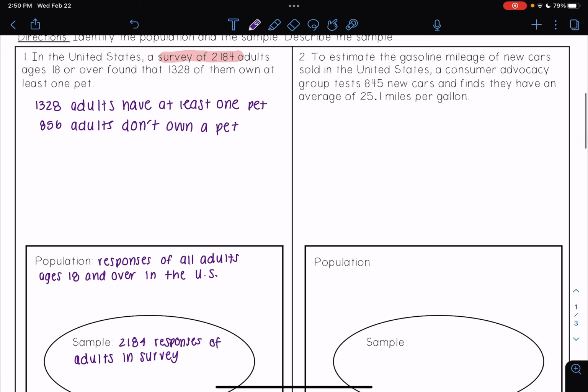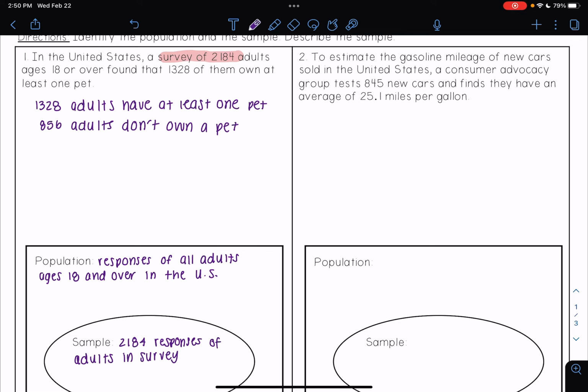Okay, let's look at one more. So here it says, to estimate the gasoline mileage of new cars sold in the United States, a consumer advocacy group tests 845 new cars and finds they have an average of 25.1 miles per gallon. And so we want to figure out what our population is and what our sample is.